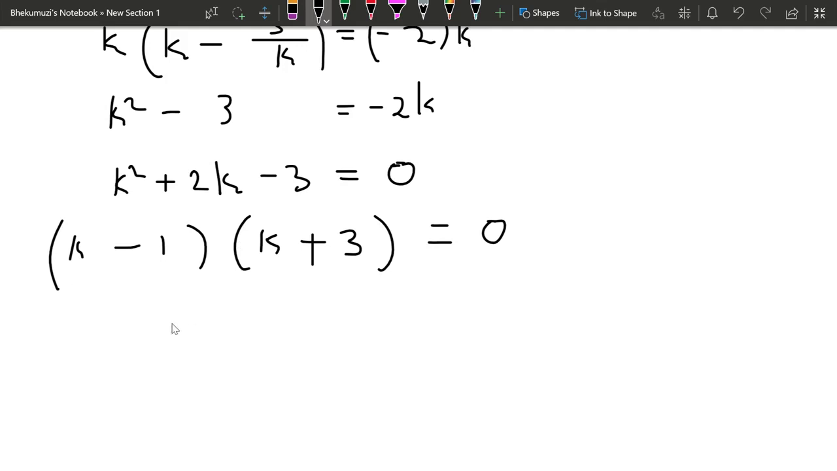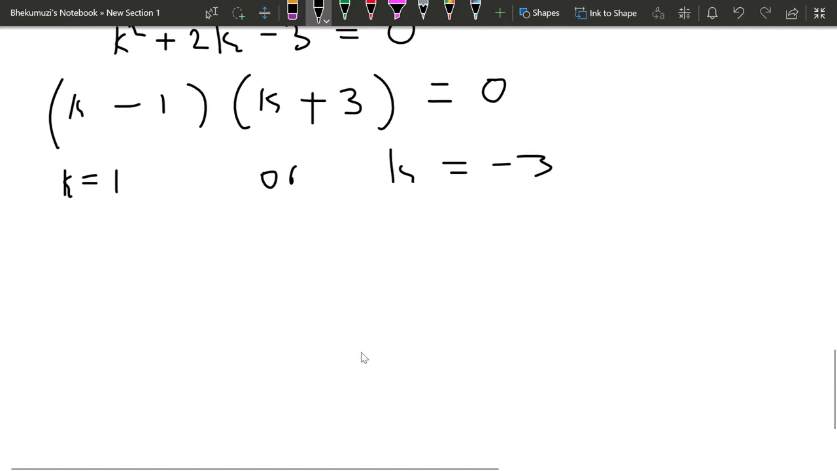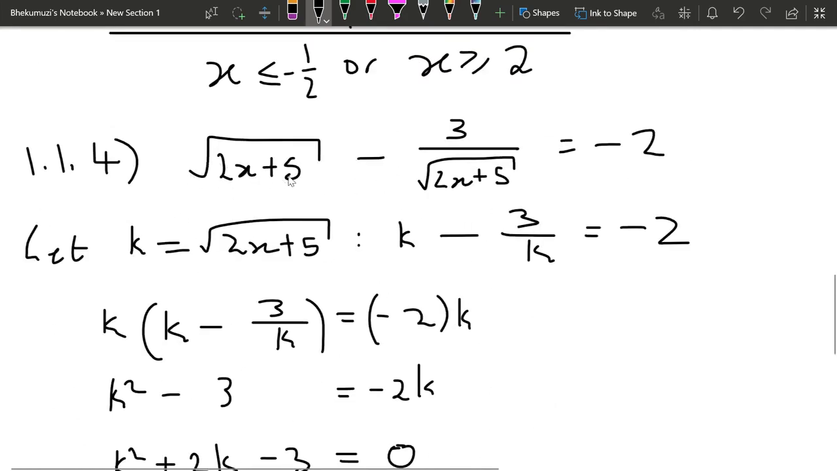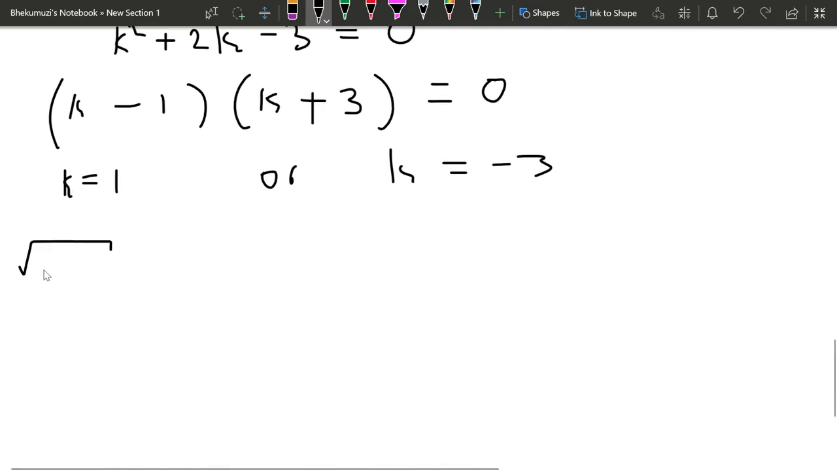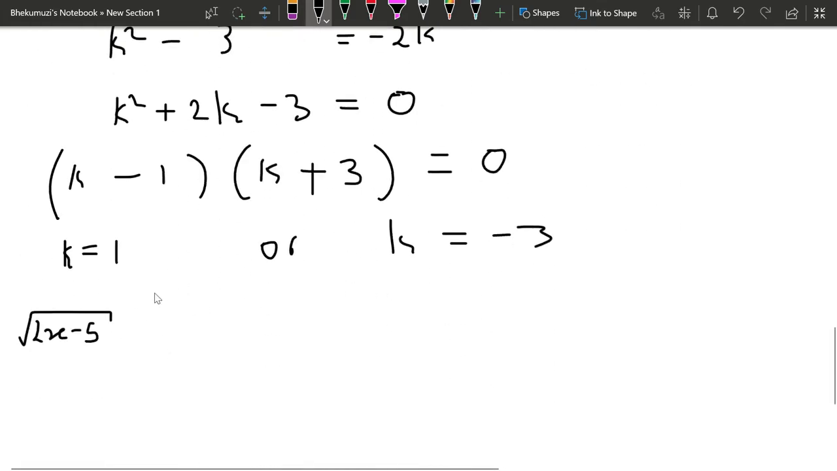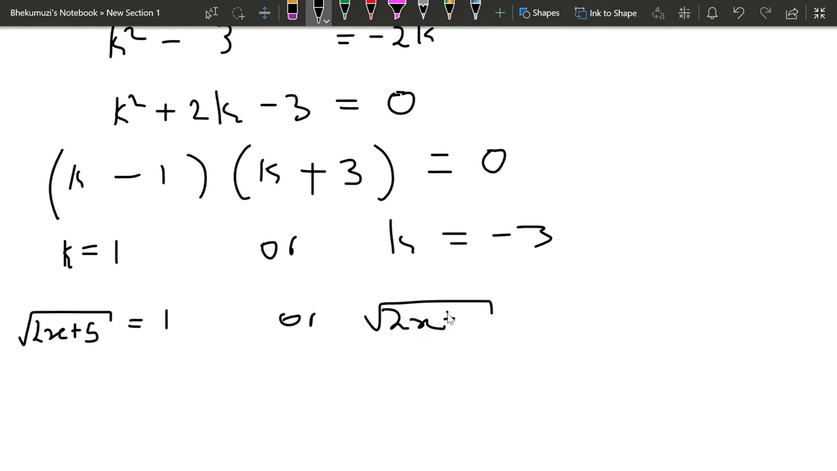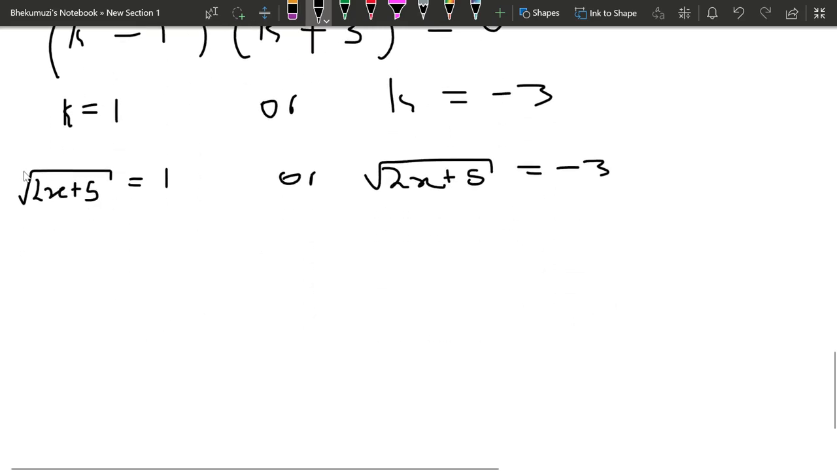So from there, you can say we have k equals 1, or k equals minus 3. But remember, we're using the k method. We've solved for k, but the actual question was the square root of 2x plus 5, and we're looking for x, right? So in the place of k, we replace k with the square root of 2x plus 5, which was the original value of k. So the square root of 2x plus 5 equals 1, or the square root of 2x plus 5 equals minus 3. And then from there, you just solve this.